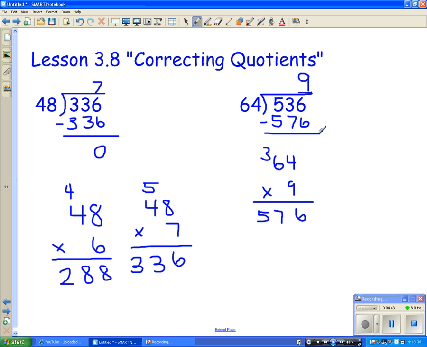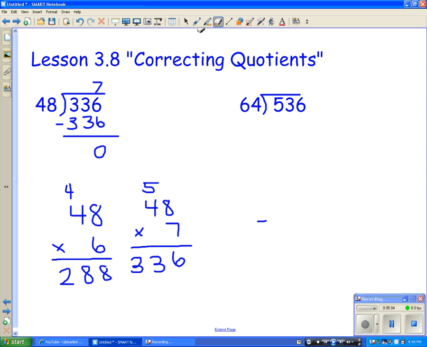As soon as I look at it, I realize that the bottom number is larger than the top number, which means I can't solve this problem. My estimate of 9 is too high. So I need to go ahead and get rid of that and try again. Let's go with 8.